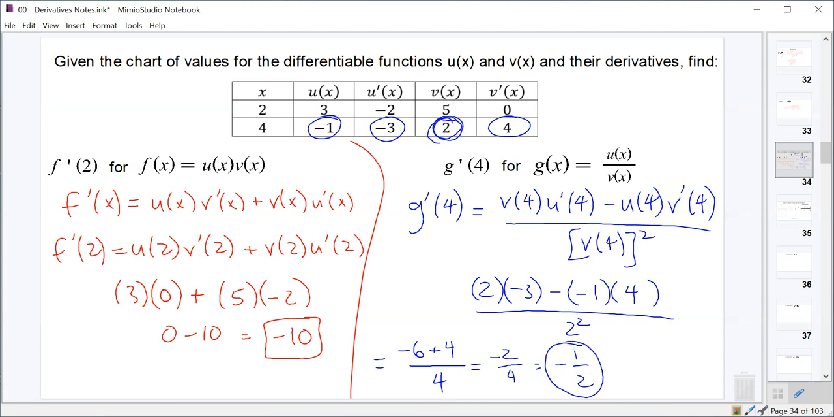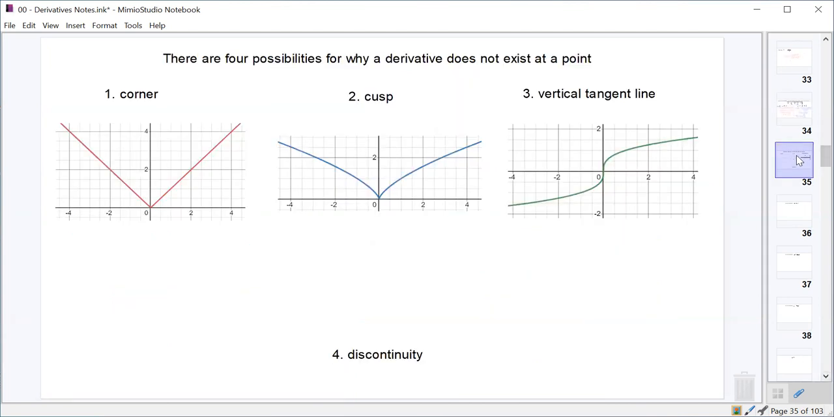And the last little thing we're going to talk about today that doesn't really apply to the quotient rule, but it's going to be important for you, are the 4 possibilities why a derivative might not exist at a point. And so the first of those is a corner, something like the absolute value of x graph, because as we're coming in from the left, the slope or the derivative is negative 1. And as we come out from the right, it's positive 1, right? So that doesn't exist because from the left-hand side, the derivative is different from the right-hand side.